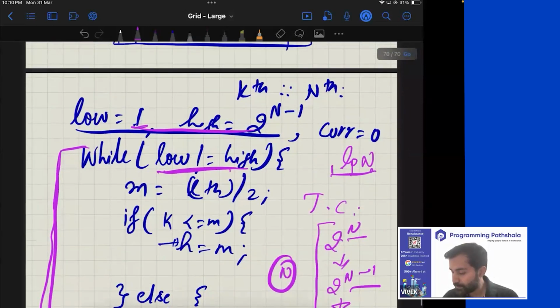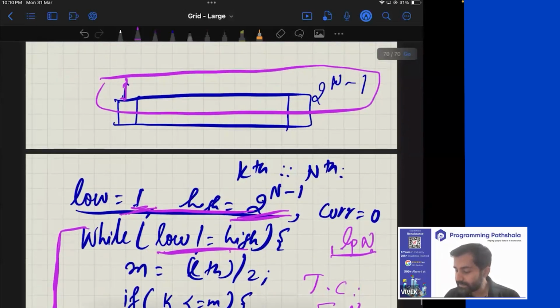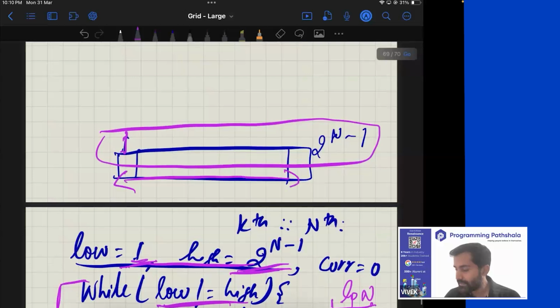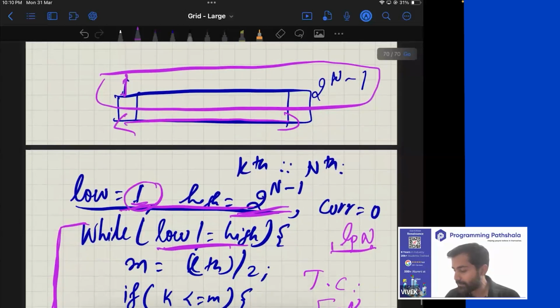Because mind it, the distance between low and high is not n. The distance between low and high is 2 power n. So what people do is they mug up this idea that if it is binary search, it is always log n. No. If it is binary search, it is log of the distance between low and high. And what was the distance between low and high? It was 2 power n over here.